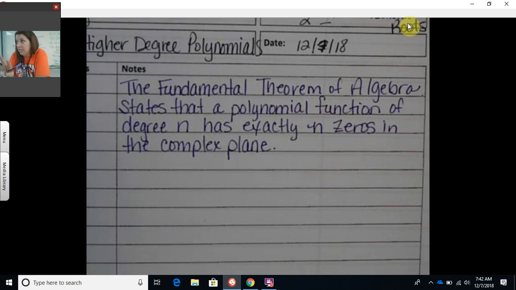If I have a polynomial of 3 degrees, that means I can have up to 3 solutions, no more. If I have 4 degrees, I will have 4 solutions. 5 degrees, 5 solutions. Altogether, that includes real and imaginary. So say I had 4 degrees. I might have 2 real solutions and 2 imaginary solutions, but I'll have 4 altogether. Okay? So that's what the fundamental theorem tells us.